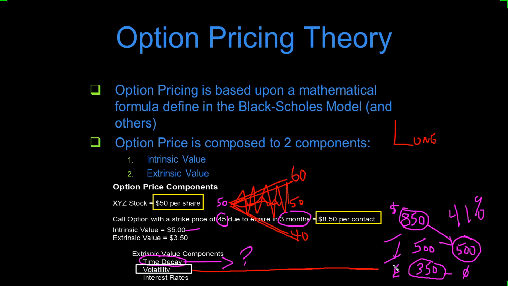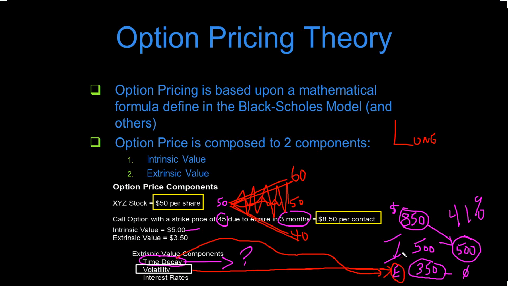volatility only affects this right here. A lot of people don't realize this. Volatility only affects the extrinsic value of an option. Volatility cannot increase the intrinsic value. It only affects the extrinsic value of an option, and you're going to see that. Time decay is another one, and guess what? It only affects the extrinsic value of an option. It cannot touch the intrinsic value.